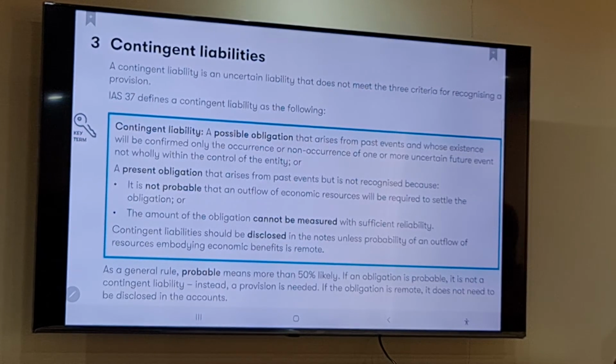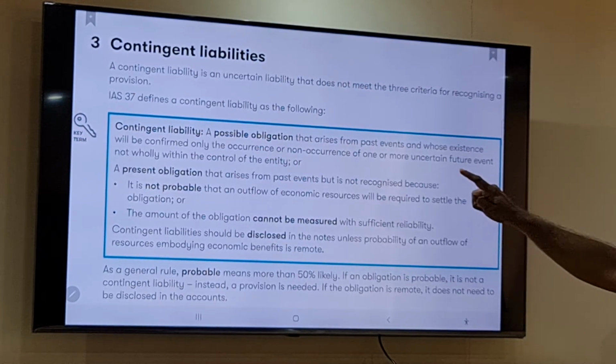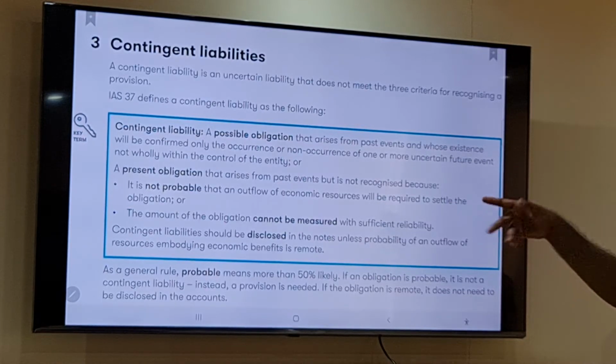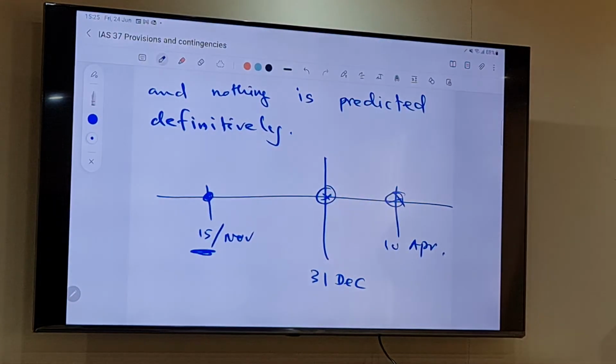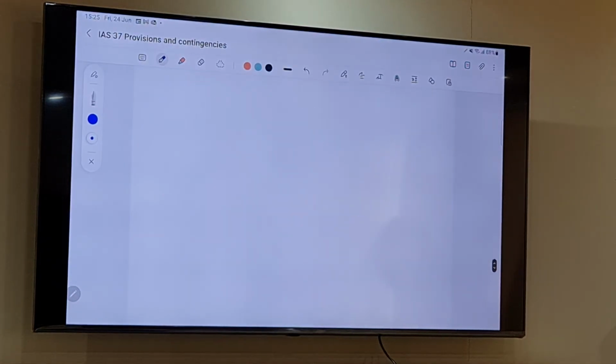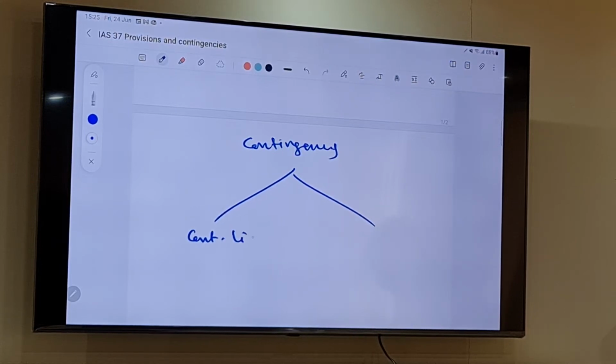So that is what contingency means. There are two types of contingency. One is contingent liability. The other one is contingent assets.